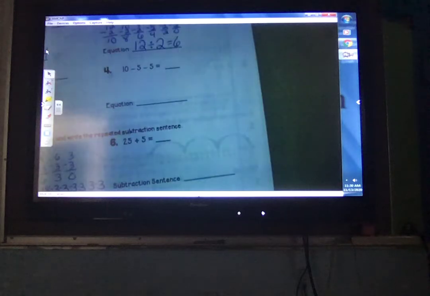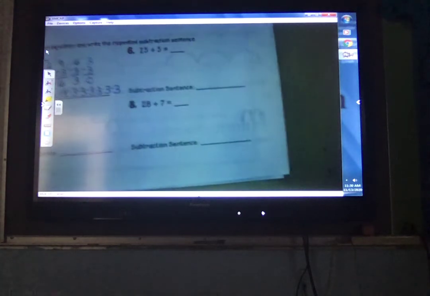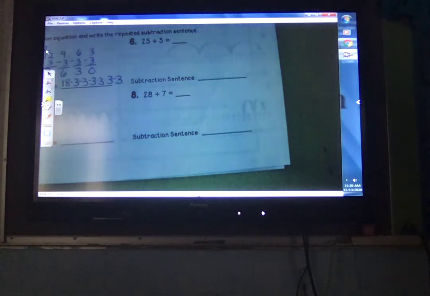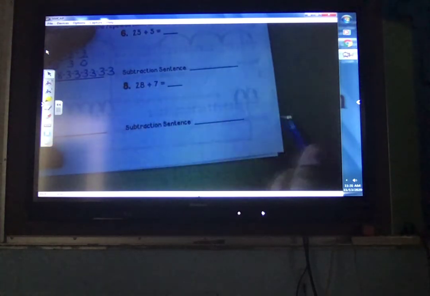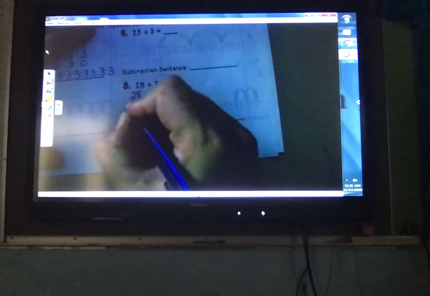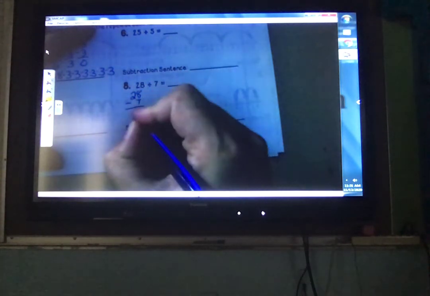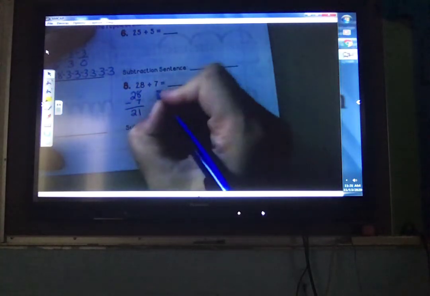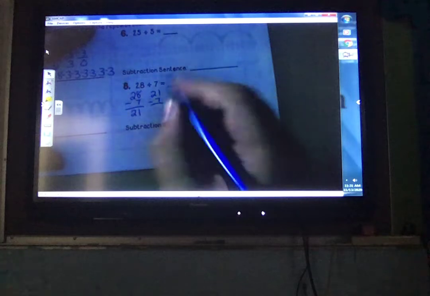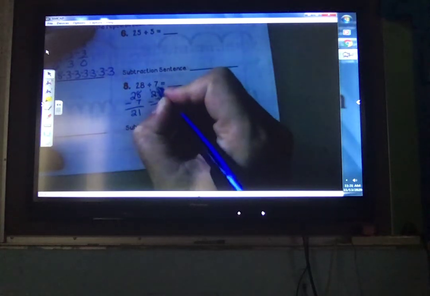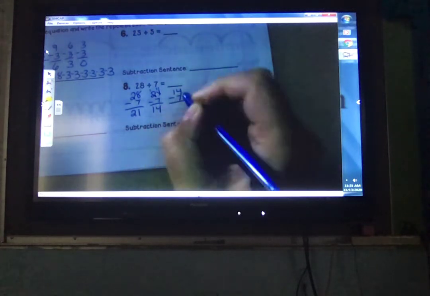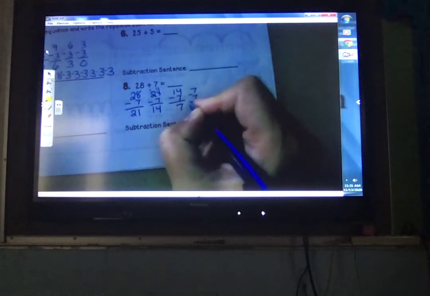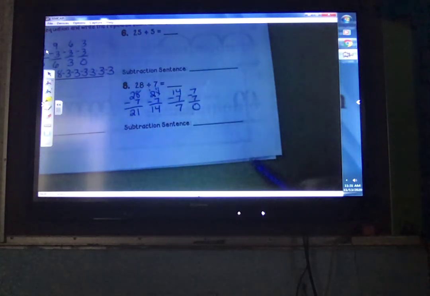Down at the bottom, you're now going to draw your own. So I'm going to do the last one with the 7. You can see I worked one a while ago until my video froze, and then I had to restart. So you can already see some work that might help you. 28 divided by 7. That means we're going to start with 28. We're going to take away 7. 28 minus 7 is 21. We're now going to take our 21 and take away another 7. 21, take away 7 is 14. 14, take away 7. You keep subtracting until you have 0. Once you get 0, you're finished.